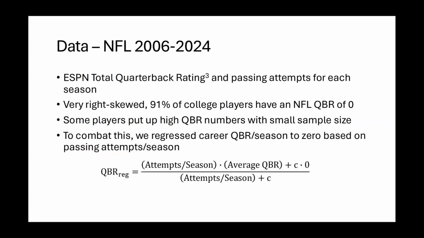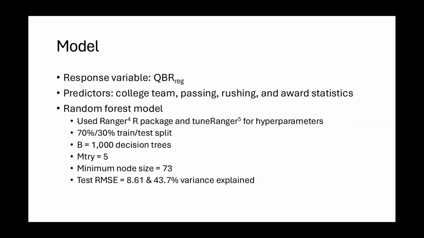As I said previously, we had 2,099 quarterbacks in the college data set. However, 91% of those quarterbacks never played a game in the NFL. Therefore, they had a QBR of 0. Additionally, some players put up high QBR numbers with a small sample size. For example, a backup player may have gone in for 1 game and had a QBR of 80 and then never played another game in the NFL, and that means their career QBR per season is 80. And so to combat that, we regressed QBR per season to 0 based on the passing attempts per season.